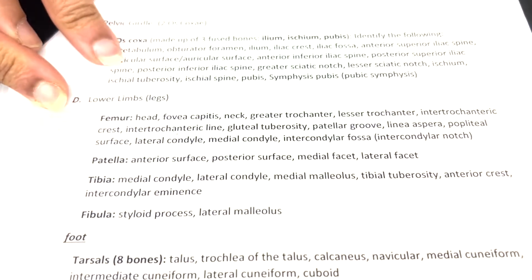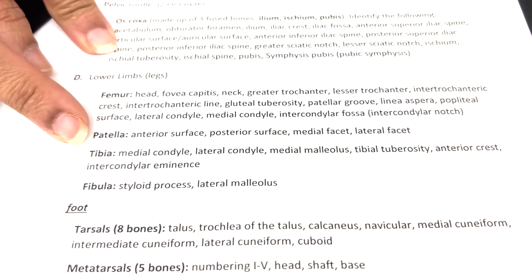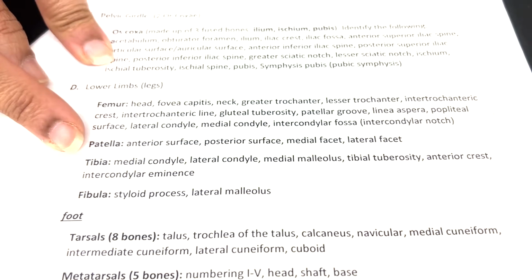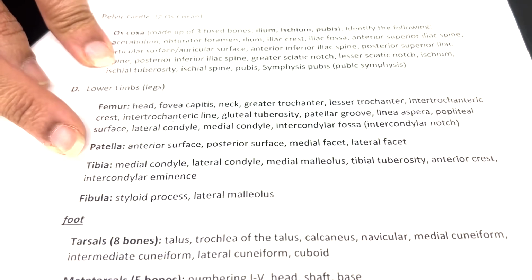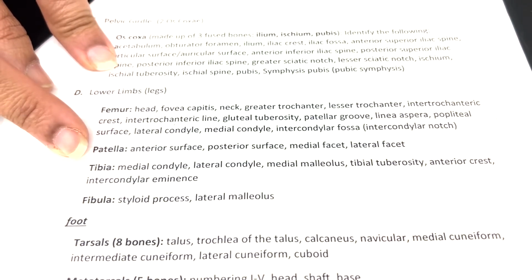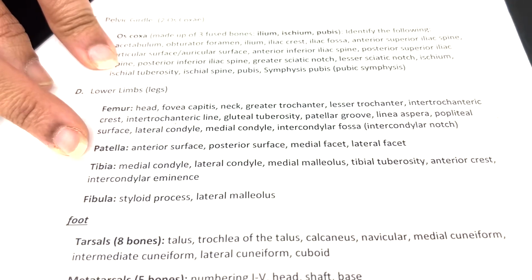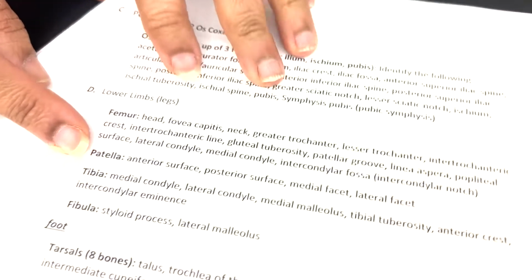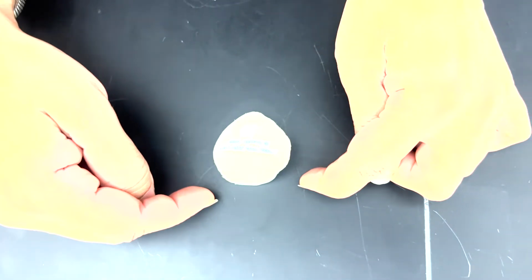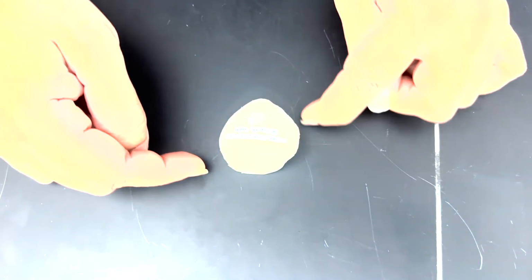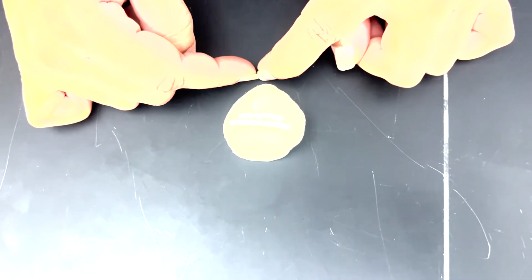Now I am over patella. So let's do the patella. Anterior surface, posterior surface, medial facet, lateral facet. And we are going to look at those. So, patella is a bone which is heart-shaped. So when you see it is bigger over here and then it becomes pointy right here.